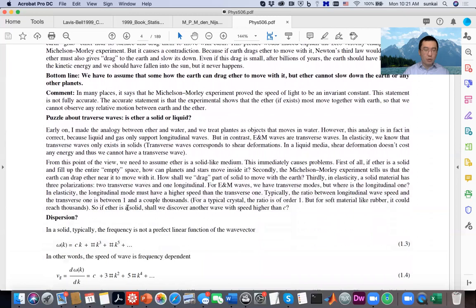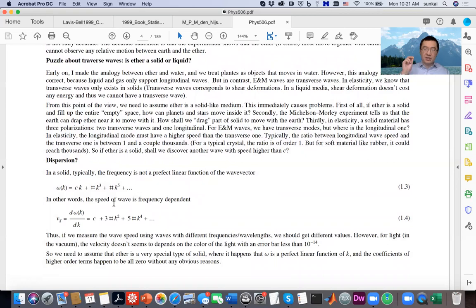If we believe there is a medium and the E and M waves travel in this medium, then there is also the problem of linear dispersion. Because in a typical medium, say water, or sound waves in a metal bar, the sound waves in a solid, if we measure the frequency as a function of wave vector k, typically this function will be quite complicated. We can take a Taylor expansion if k is small. It will have a linear component, a k to the third component, a k to the fifth component, and higher order components. So that's what typically happens for sound waves in a solid, in a medium.